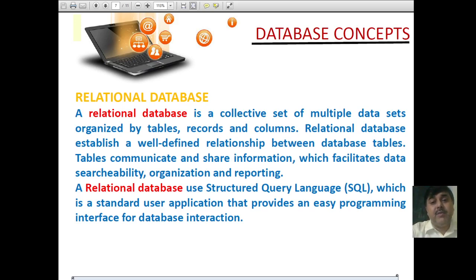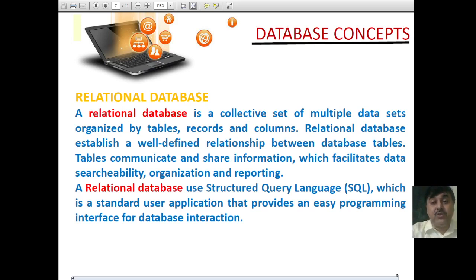A relational database is a collective set of multiple data sets organized by tables, records, and columns. A relational database establishes well-defined relations between the database tables. Tables communicate by sharing information, which facilitates data searchability, organization, and reports. So a relational database uses the structured query model, SQL.